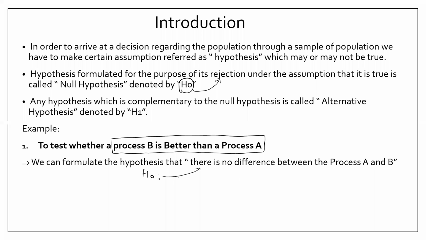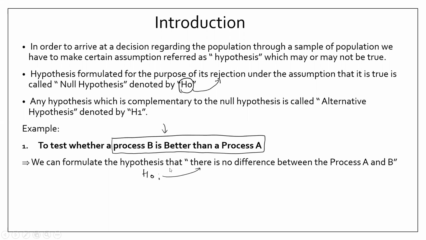If I formulate this as there is no difference, then this hypothesis has a high chance of getting rejected. If I initially formulate the hypothesis that process B is better than process A, which is already given, then this might have less chance of getting rejected. So whatever hypothesis you have to formulate for the problem, always formulate the null hypothesis as there is no difference at all.